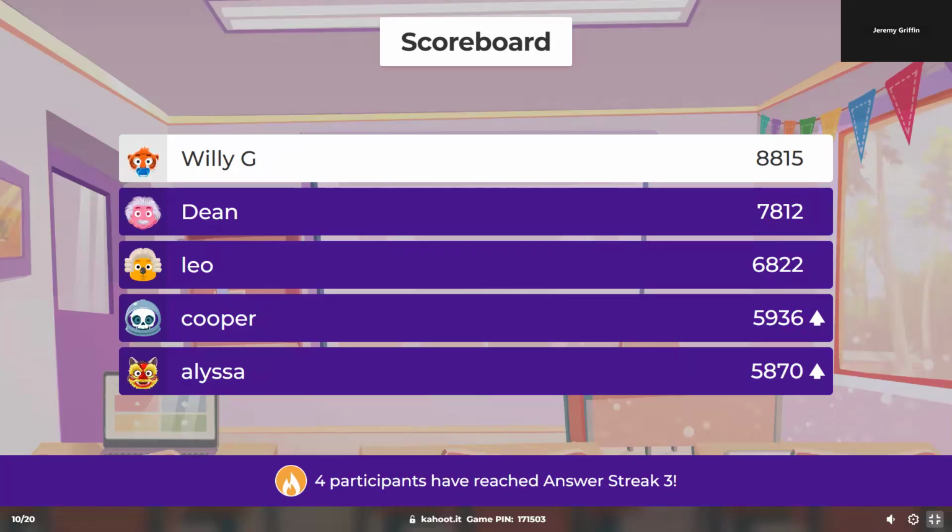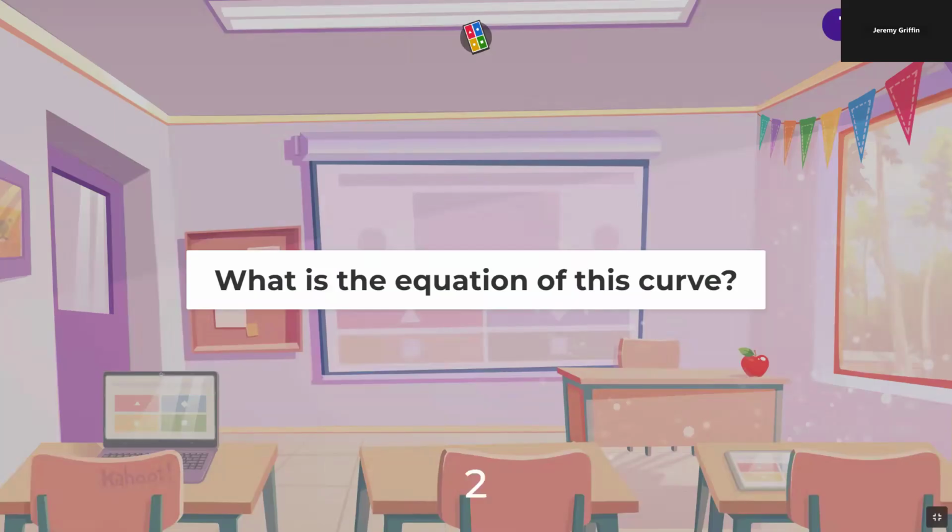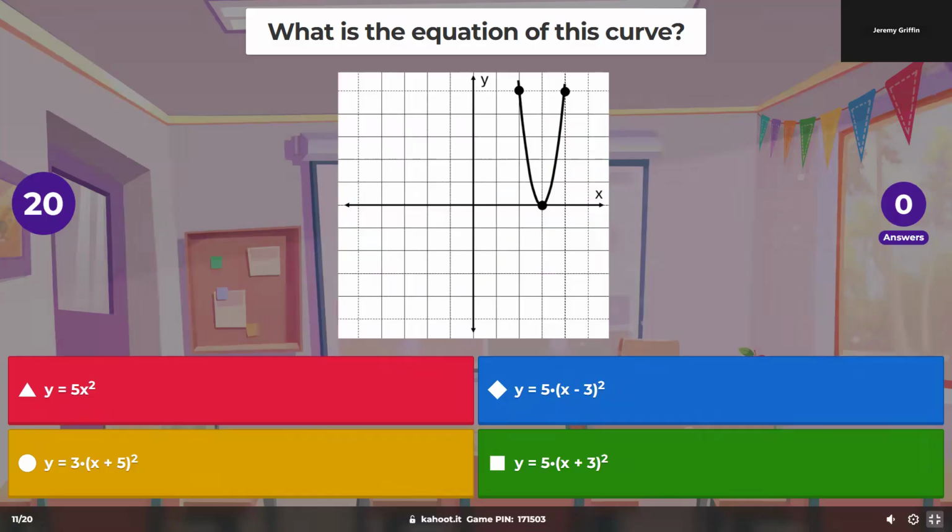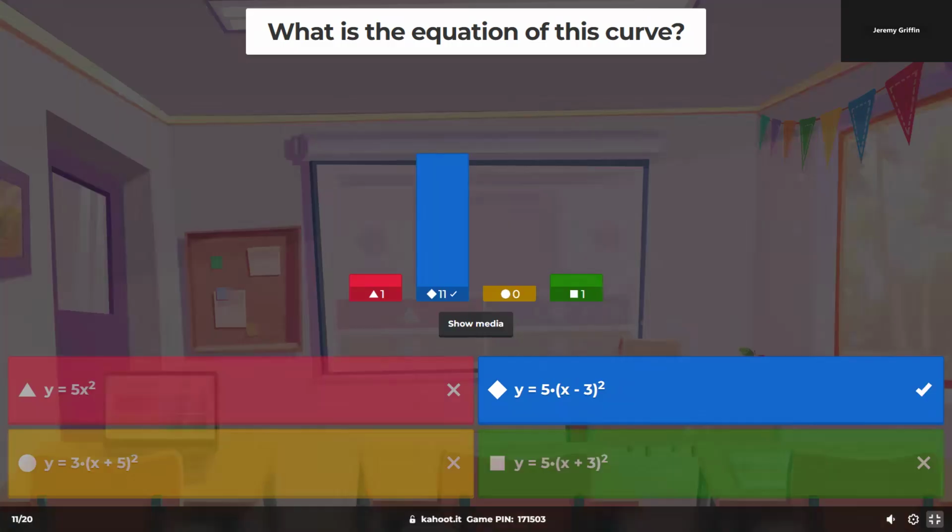Alyssa, Cooper, Leo, Dean, Willie G. Equation of this curve. Let's see. Right 3. It's also super tall and skinny. It's been stretched by like a vertical factor of 5, right? Oh yeah! All right, right 3, stretch vertically, factor of 5. That's it.